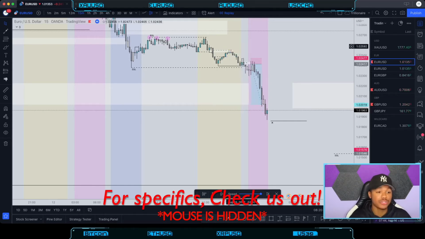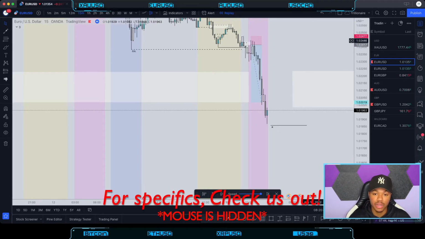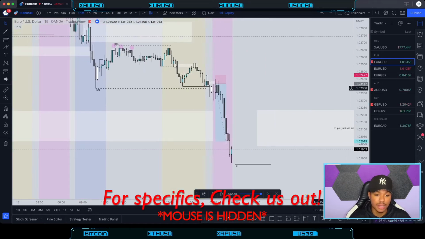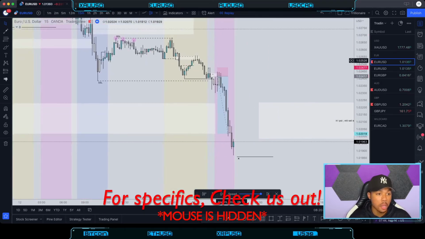I don't usually take my entries on the M15 time frame. I usually break it down a little lower. But for those of you guys who just want to get into the market, the M15 time frame is not bad at all. It's very versatile. Right, so now let's start to get into my London trade.